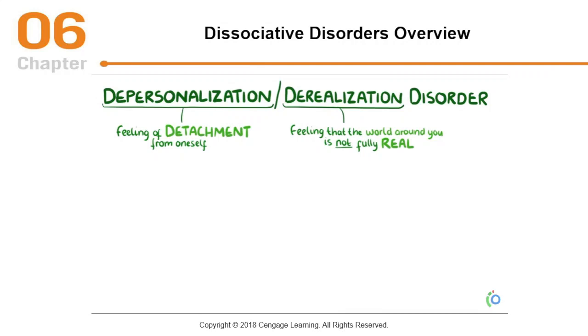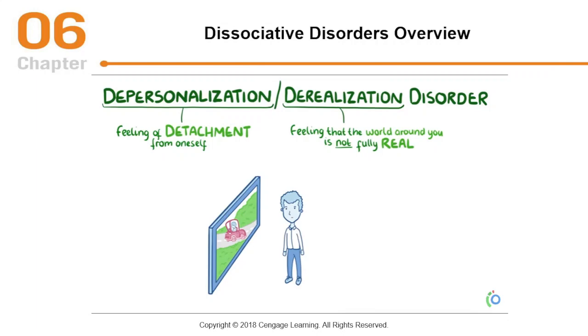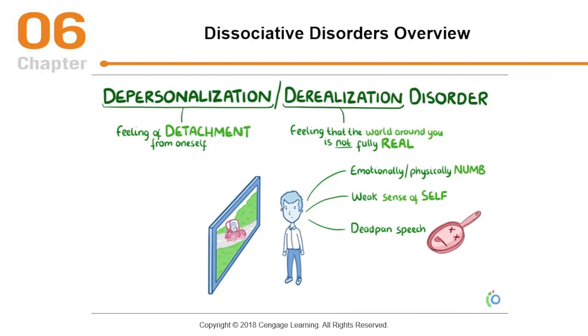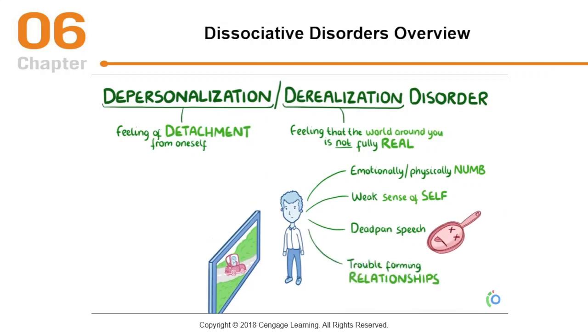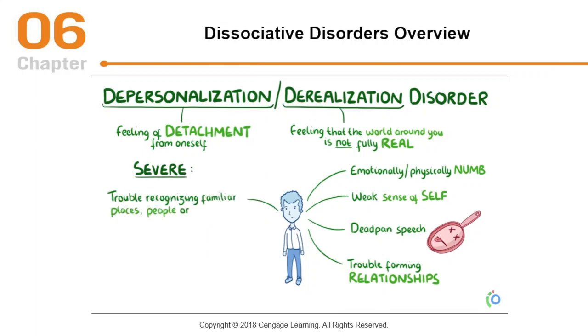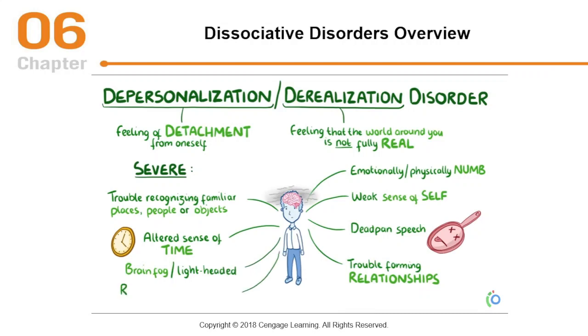Those with the disorder often feel as if they're watching themselves from the outside, maybe watching a movie about their life. They might feel emotionally or physically numb, or have a weak sense of self. Individuals with depersonalization-derealization disorder might speak in a deadpan manner with little emotion, and have trouble forming relationships. In severe cases, a person may have trouble recognizing familiar places, people, or objects, and this can make it hard to learn new tasks. Other symptoms include an altered sense of time, where things seem to move too fast or slow, brain fog or lightheadedness, and being prone to rumination and anxiety.